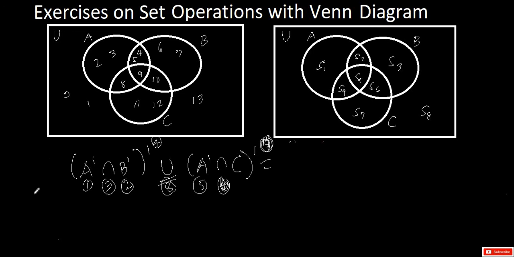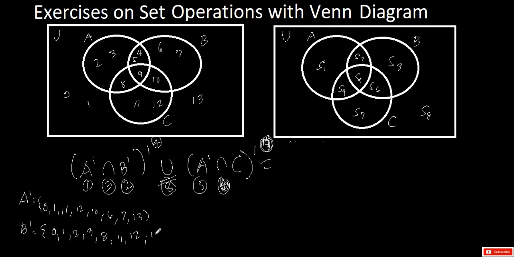So what are the elements of A complement? Okay, A complement. The elements are, we have 0, 1, 11, 12, 10, 6, 7, and 13. And what are the elements of our B complement? Okay, the elements of B complement are 0, 1, 2, 3, 8, 11, 12, and 13.